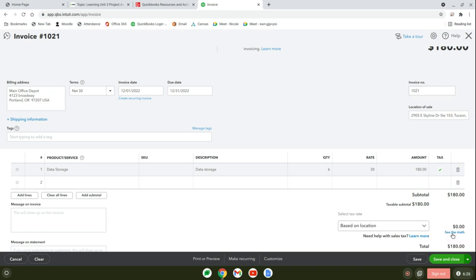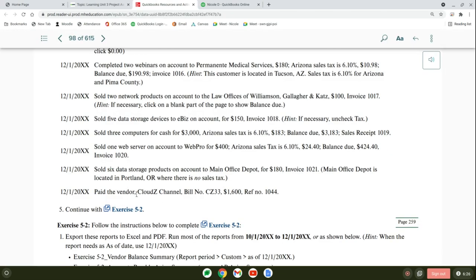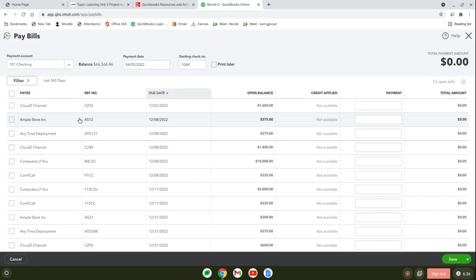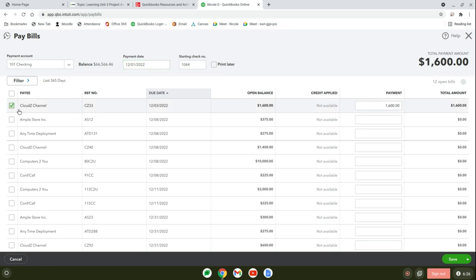And the last thing they have here is paid vendor. So when we pay our vendor, that's pay bills, okay? So we're going to go to plus sign new, pay bills. And I'm going to make sure I change the date to 12/1. There are different ways you can actually pay. You can go to the customer, bring up their invoice and pay it as well. But by habit, I always do it this way. So 12/1, it should say check number 1044, and we're paying CZ33. We're going to select CZ33 for $1,600, and we're going to click save. And that ends this chapter.